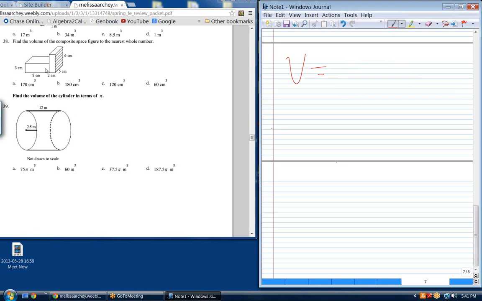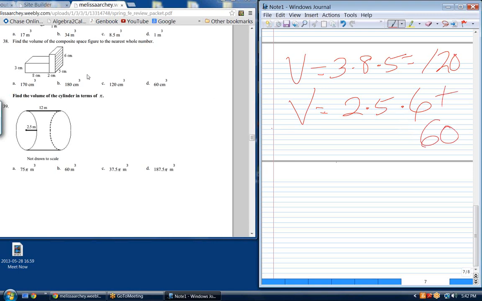So what's the volume of that? 3 times 8 times 5. What's the volume of this? 2 times 5 times 6. And notice that it doesn't matter that they're joined together. If this was a vessel and I wanted to fill it with water, the amount of water that would fit in it is the same whether they're stuck together or not. Surface area makes a huge difference, but for volume it makes no difference at all. So this is 15 times 8, 120, and this is 10 times 6, 60. 120 plus 60 is 180.